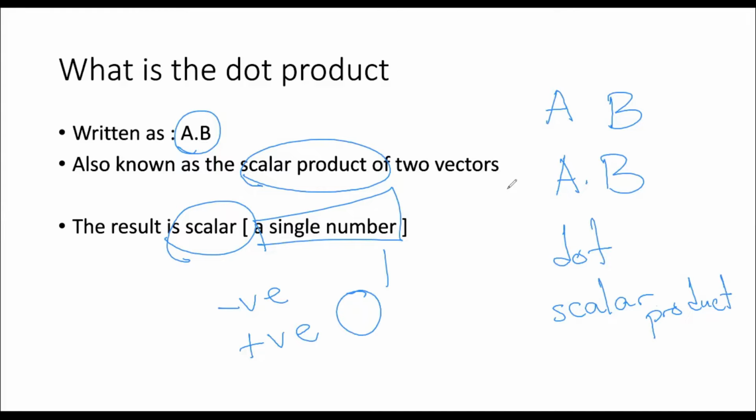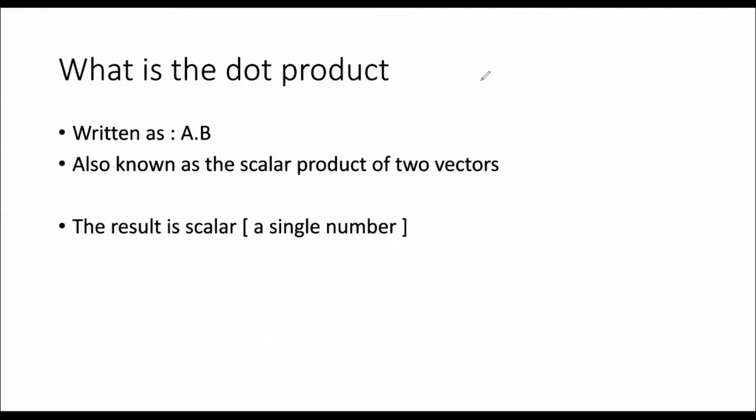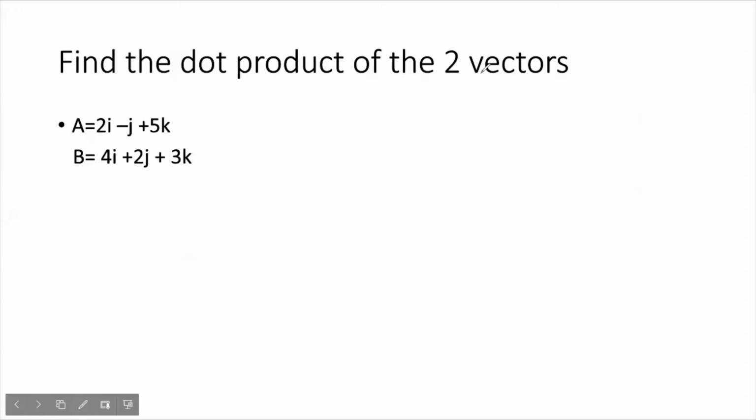So how do we go about this? How do we calculate the dot product of two vectors? Now, we're given a question. Find the dot product of the two vectors. We have A is 2i minus j plus 5k, and B is 4i plus 2j plus 3k.